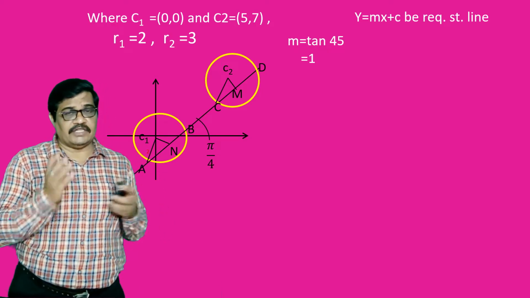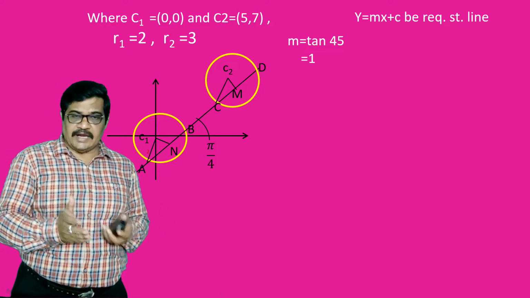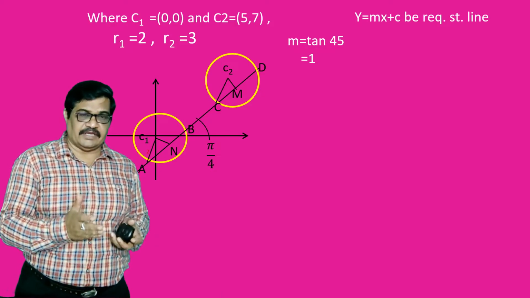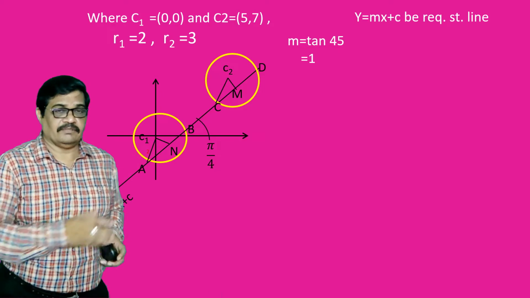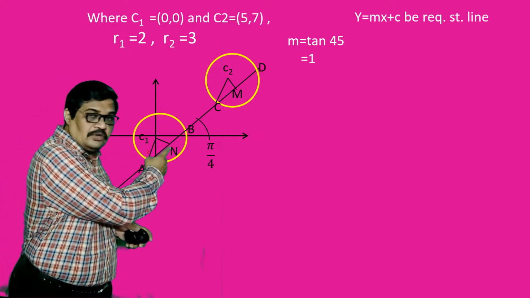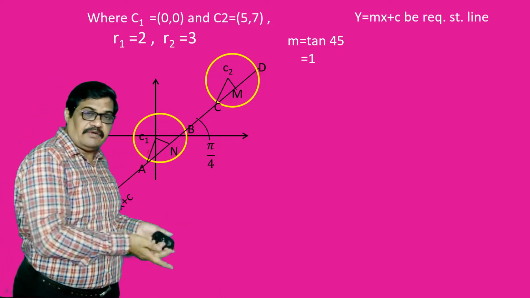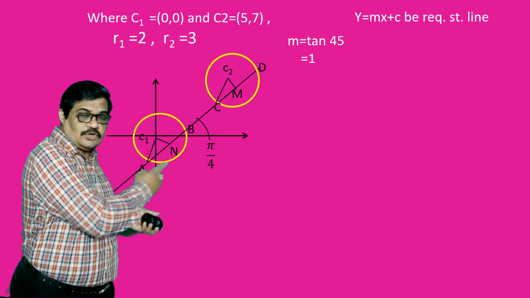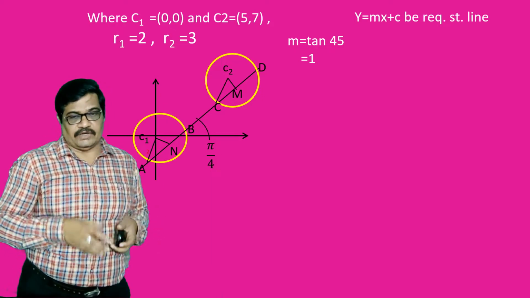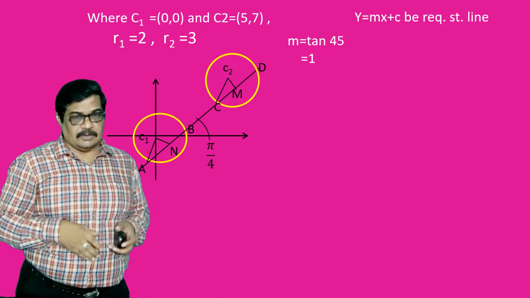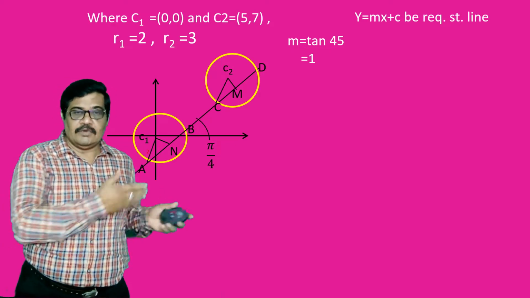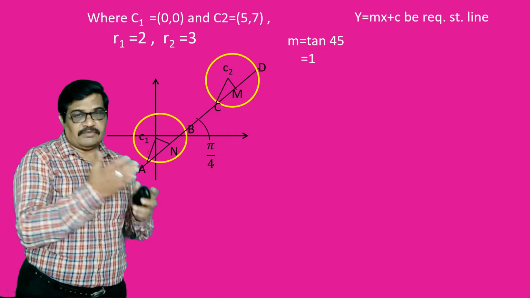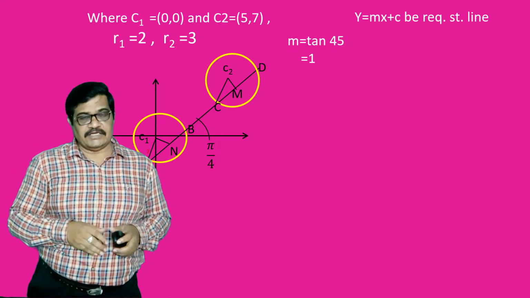How do we get the slope? m is equal to tan theta. Here theta is 45 degrees, so m is equal to tan 45. The tan 45 value is 1. Therefore the slope is m is equal to 1. So one part is complete. Our required line is y is equal to mx plus c. We have the m value. After that we have to find how to get the c value.